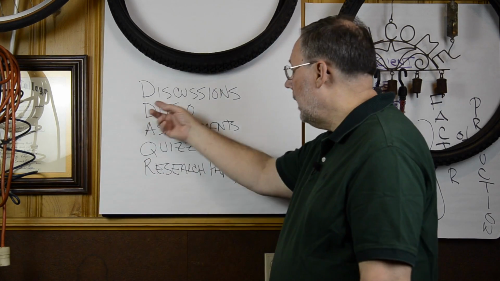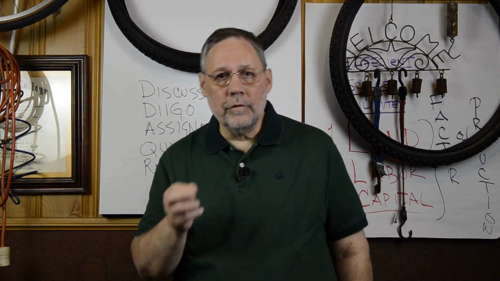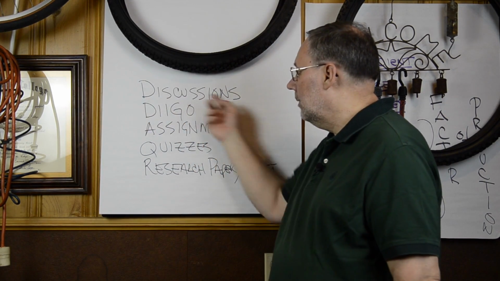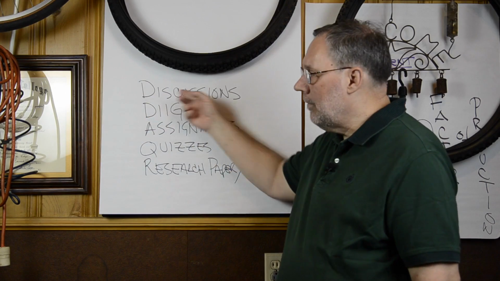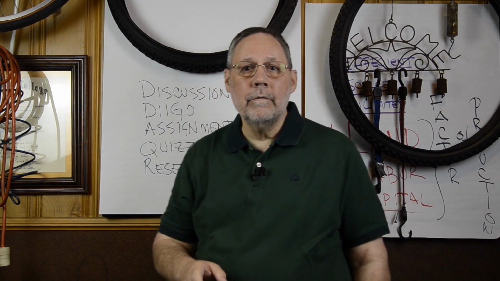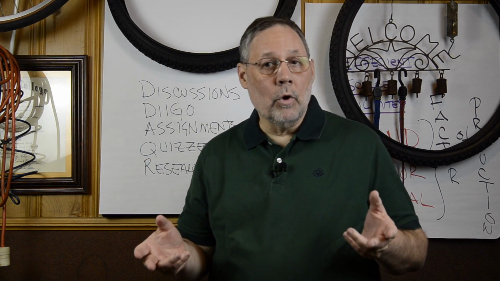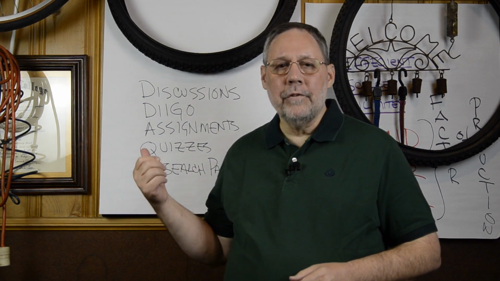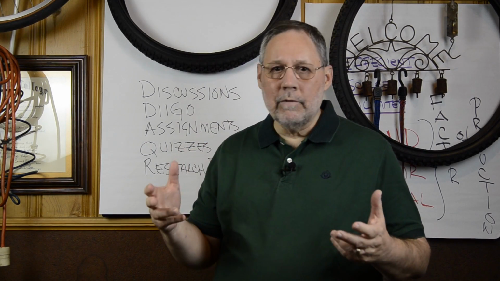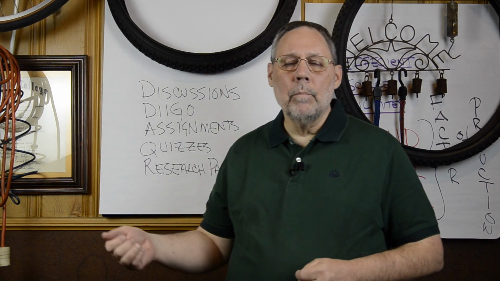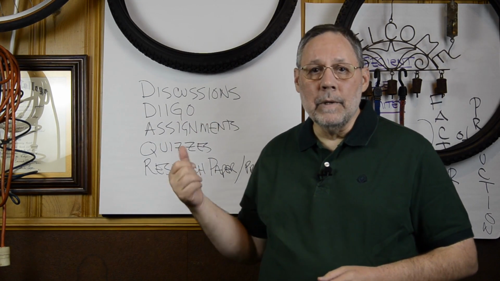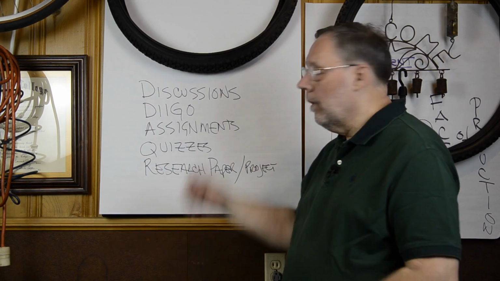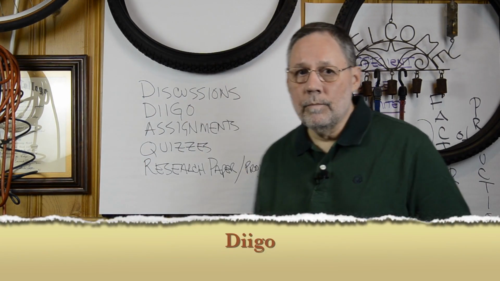Now, there are 15 weeks, so there'll be 15 discussions. Discussions are worth 100 points. How do I get the points? I add up all your discussions. If you have 150 of them, I divide it by 150 and multiply it times 100, and that gives me 100. If you have less than the 150, I still divide whatever that number is by 150, multiply it times 100, and that tells me the total number of points you will have. So discussions, 100 points. Diigo, 100 points.